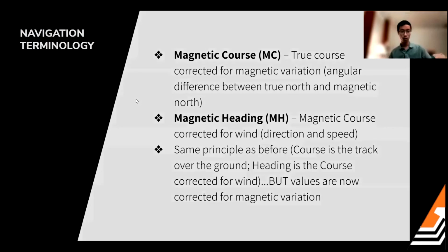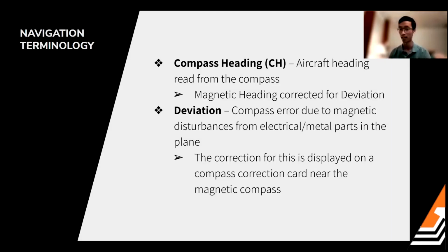So two more important ones here. The ultimate goal for us is to find the compass heading, CH, when we actually have to fly in the airplane. This is the aircraft heading read from our compass. So we start off with true course measured from the sectional, and we work our way through to get compass heading, CH. Another definition for this is magnetic heading corrected for deviation.